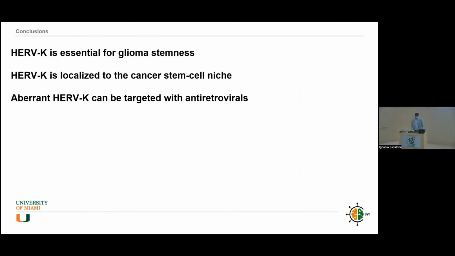So, in essence, I'll say that HERV-K is essential for glioma stemness. It's been ignored in the literature usually, but I think these certain retroviral loci are very important in contributing to the stem cell niche, and it's driven a lot by this LTR5HS, which is basically promoting OCT4 and SOX2. And aberrant HERV-K can really be targeted with antiretroviral therapy. You can target these sequences with antiretrovirals that penetrate the blood-brain barrier. They're able to be translated to a clinical trial very easily, and we're hoping to do that in the next year or so.